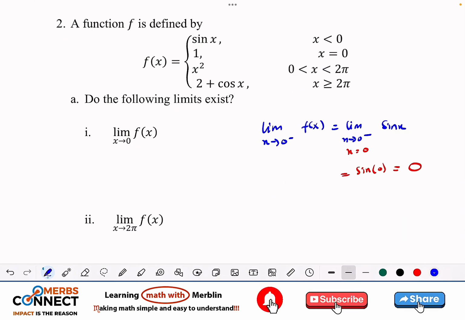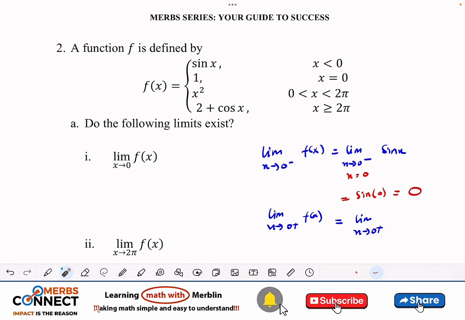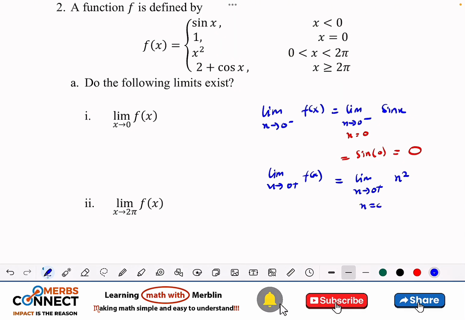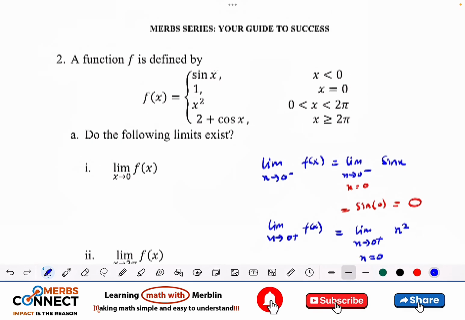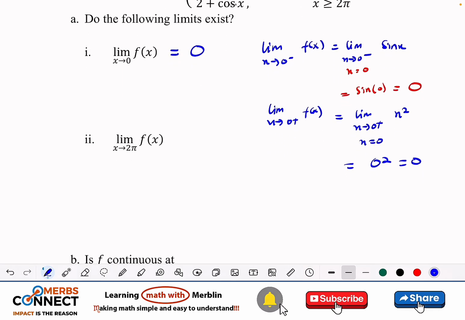Then let's look at the right side. Limit as x is approaching 0 from the positive of f of x. This means that x should be greater than 0, so x is greater than 0 is here. So we are using x squared. Plug in x equal to 0, and this will be 0 squared, and this is 0. So indeed, this limit is equal to 0 because the left and the right are the same.